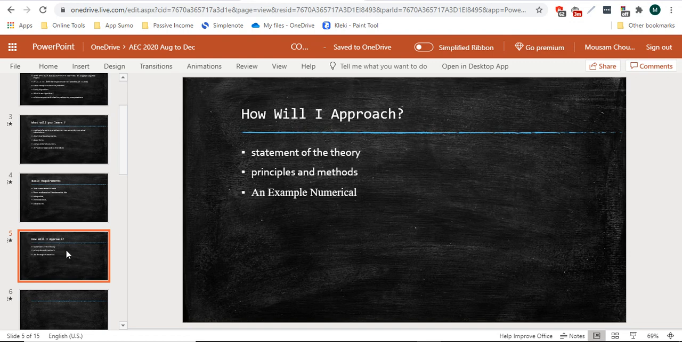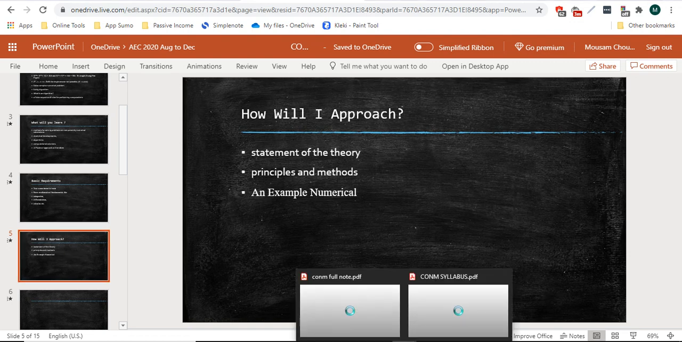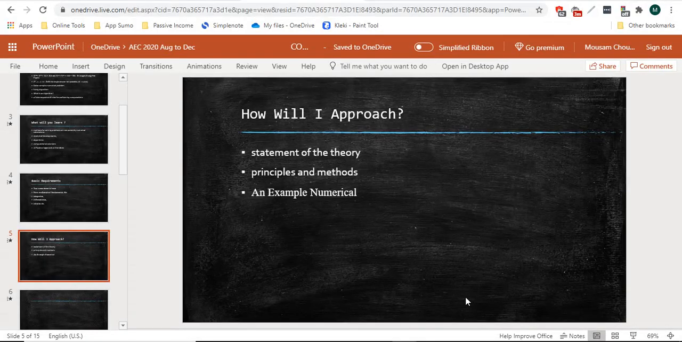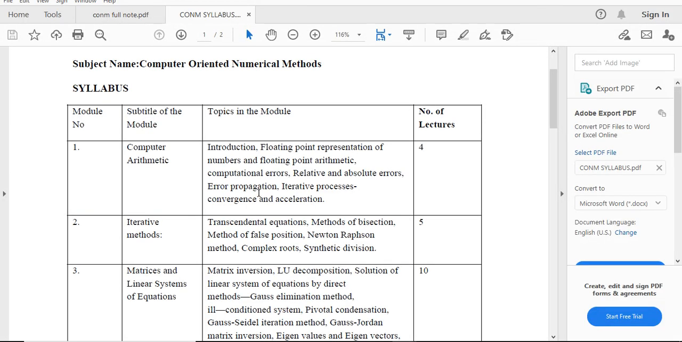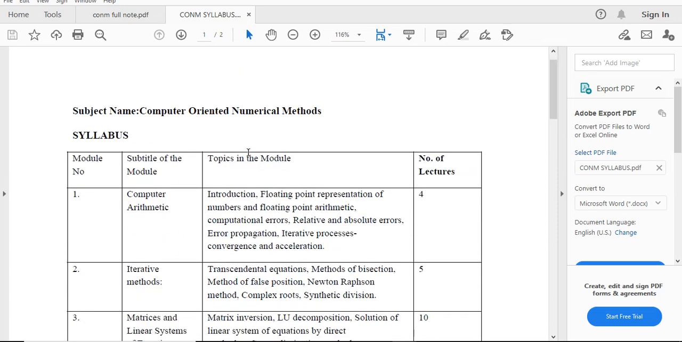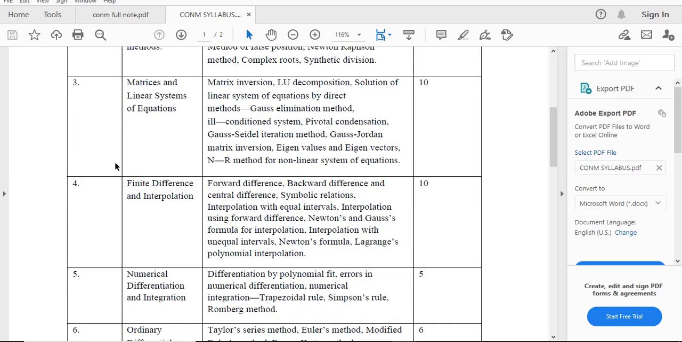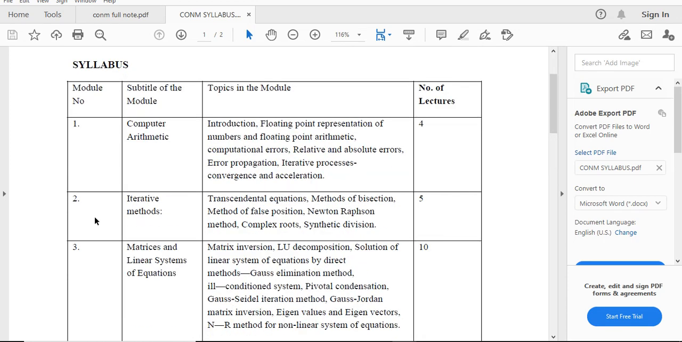Now let's see the course. This is the basic syllabus. We have around 6 modules. The first module is computer arithmetic. That comprises the introduction, which we have discussed a little bit today, and we will also discuss it in the following lecture classes.